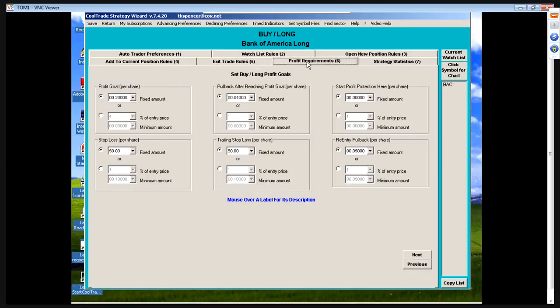Now we're to the bread and butter screen. So this one here, this is the profit requirements. This is where we tell the robotic trader how much money we want to make. These are the exit rules.